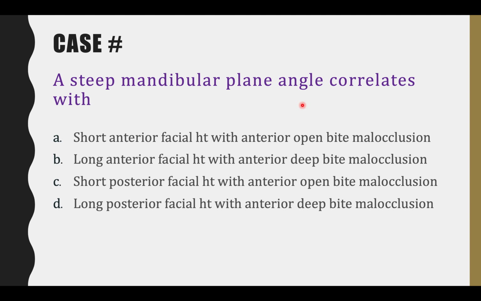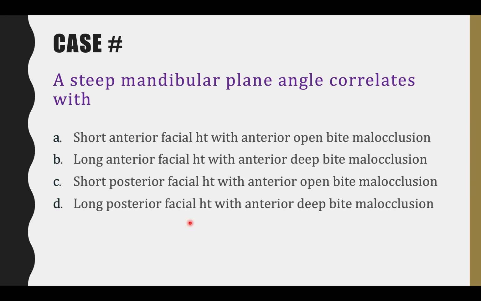A steep mandibular plane angle correlates with short anterior facial height with anterior open bite malocclusion, long anterior facial height with anterior deep bite malocclusion, short posterior facial height with anterior open bite malocclusion, long posterior facial height with anterior deep bite malocclusion. See, some of the questions can be asked and the options can be a little bit confusing like this. Then clear all the options first.